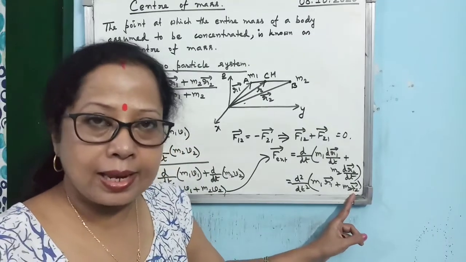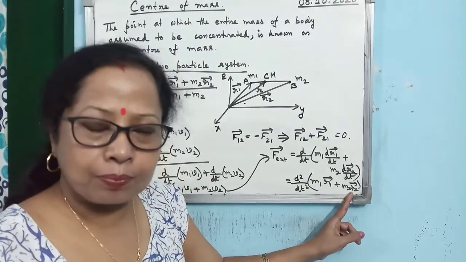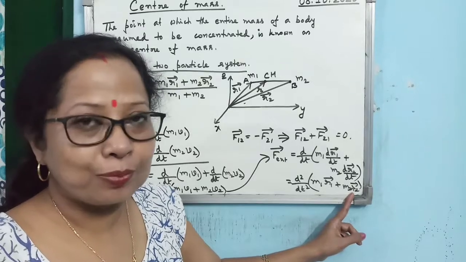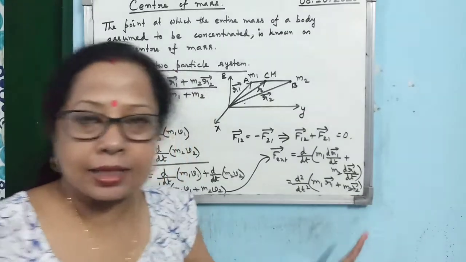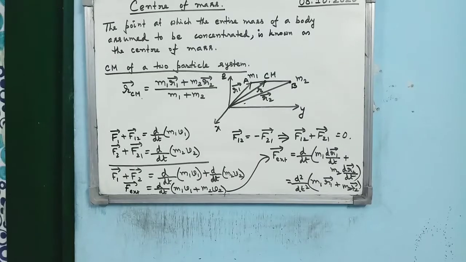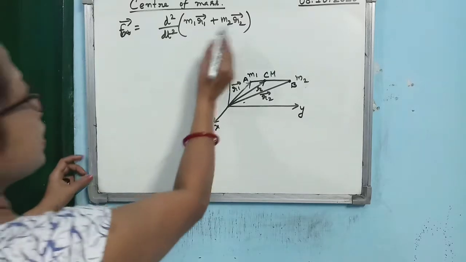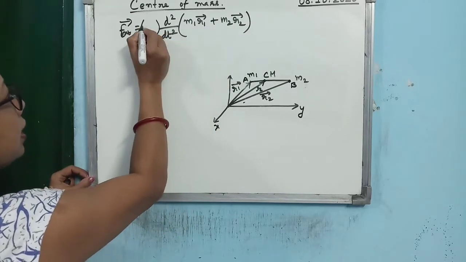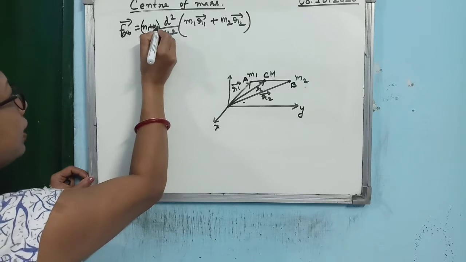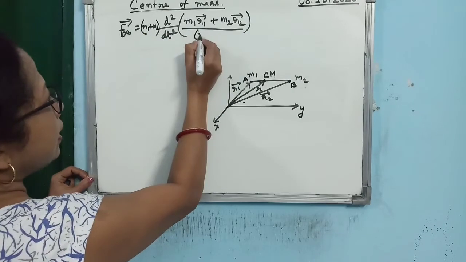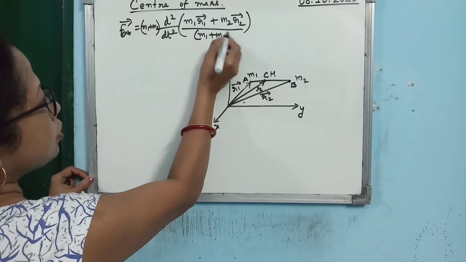I am verbally saying it, since it is not clear on the whiteboard. It is m2 r2. So we have got F external is equal to d2/dt square of m1 r1 plus m2 r2. Now you can do this, that you multiply it with m1 m2 and divide it with m1 plus m2.